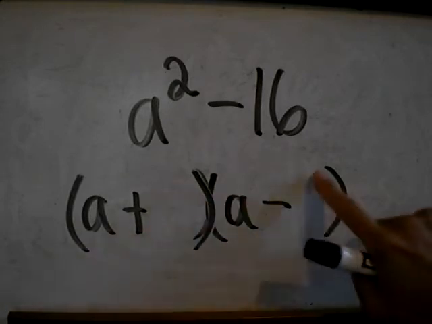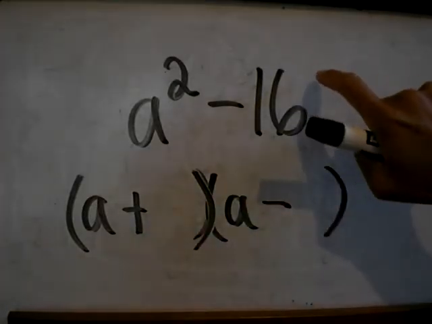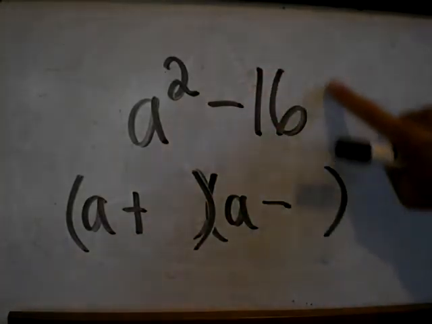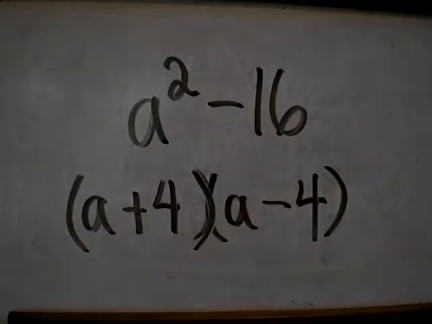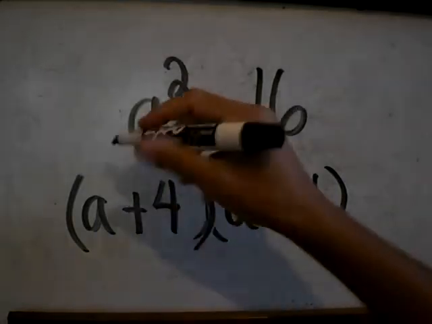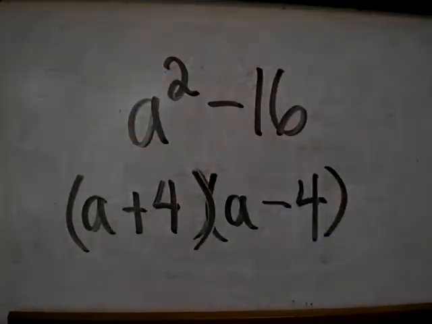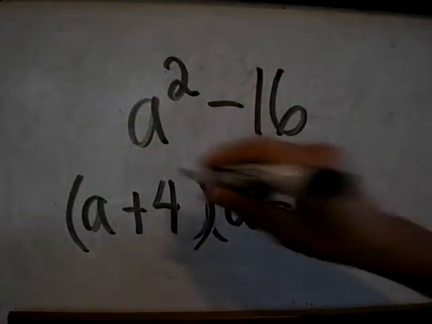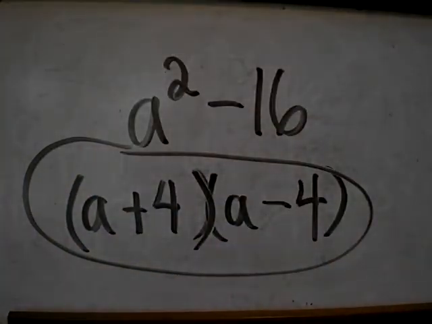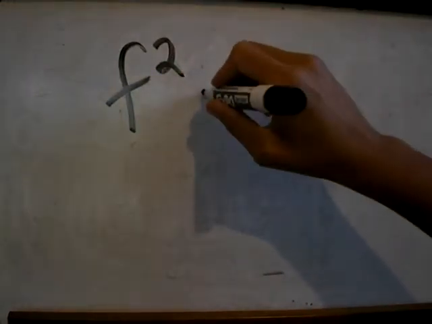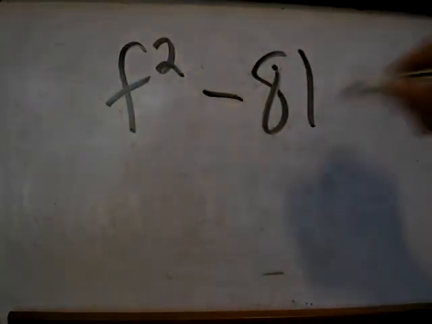And then what goes in here is this, the square root of 16. So it's 4. There you go. So we just factored this binomial, and this is our answer. Okay, so let me give you a different one. Okay, this one, f squared minus 81.